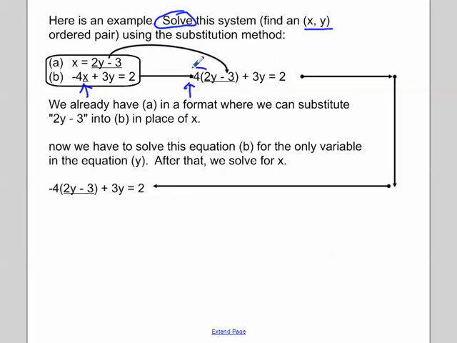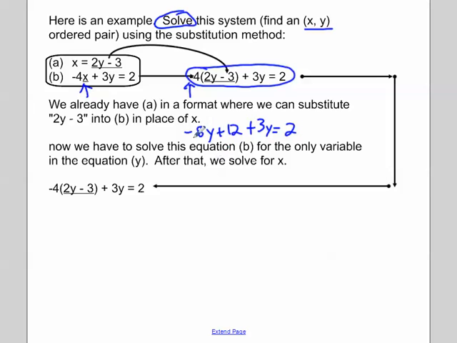And all of a sudden, in this equation, we've got one equation in one unknown. We've got a y on the left side, we've got no x's anymore, so we can simply solve for y. What we do is distribute that negative 4. The intermediate step: negative 4 times 2y is negative 8y. Negative 4 times negative 3, a negative times a negative is a positive, is 12, plus 3y equals 2.